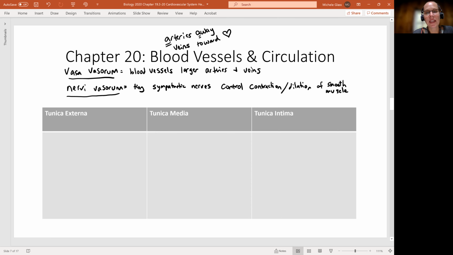And the other thing that we're going to see in common for all the blood vessels are the three tunics. So three tunics, really, this is like the three layers. Tunic is named as in like clothing, right? So like an outside coat. Okay, so the tunica externa would be like your coat, you know, like your winter coat. And then the tunica media would be like your sweater. And then the tunica intima would be like your undershirt.